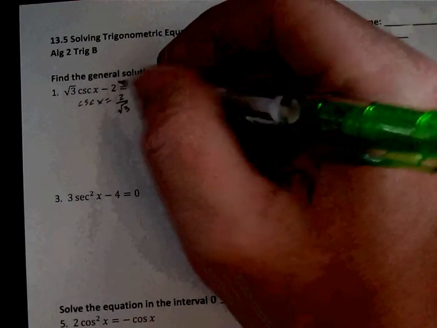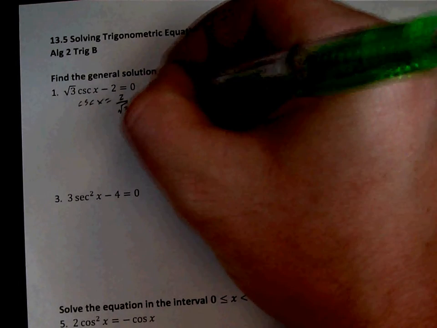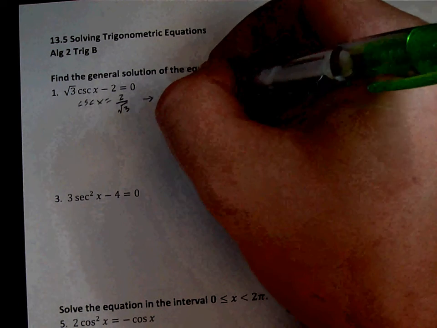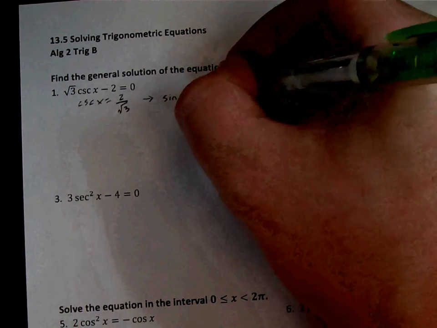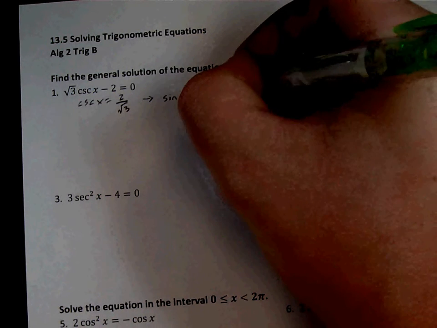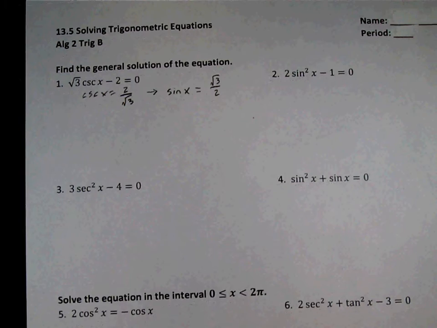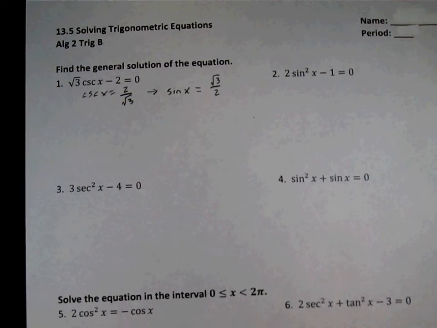I'm not going to rationalize it, but I'm also going to change it from cosecant to sine. Cosecant is the reciprocal of sine, so I would just reciprocate the fraction. And now I've got a sine equation that I can deal with. Now it says the general solution. Okay, we'll keep that in mind.